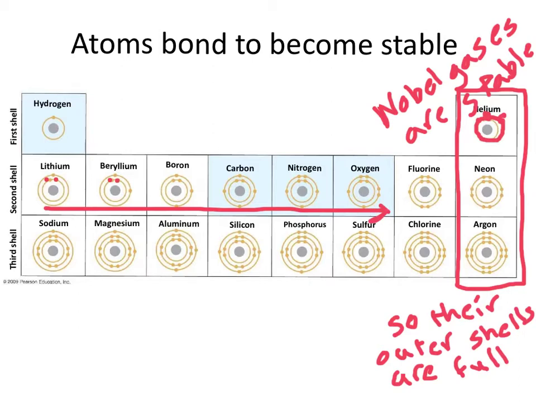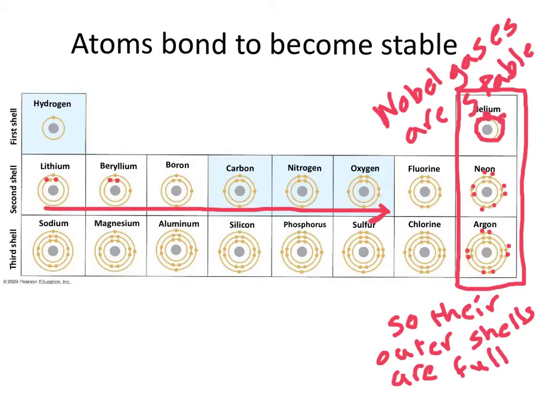However, lithium, beryllium, boron, carbon, nitrogen, oxygen, and fluorine are not stable atoms because they have a second outer shell. So they're not stable yet. Only neon is stable, with an outer shell full of 1, 2, 3, 4, 5, 6, 7, 8 electrons, as is argon, which also has 8 electrons in the third shell.